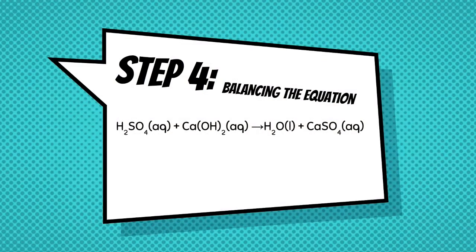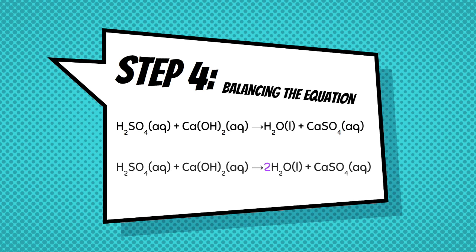Now it's time to balance the equation. In this step, we ensure that there are the same number of atoms of each type of element on either side of the arrow. Okay, and in order to make sure this is balanced, all I had to do was add a coefficient of 2 in front of the water molecule.